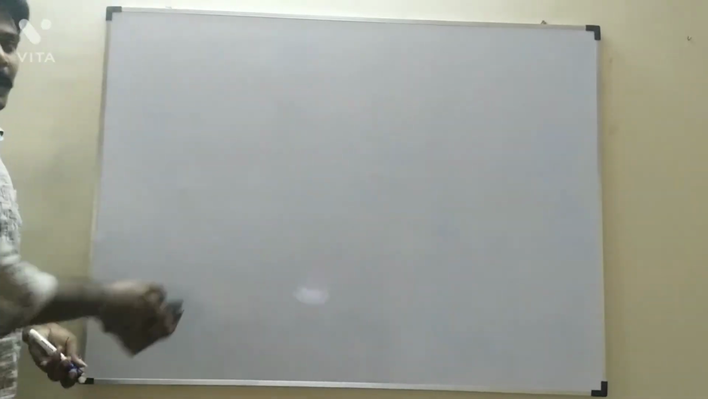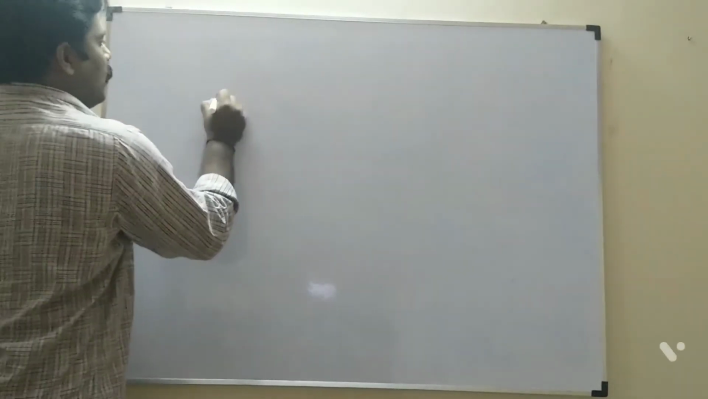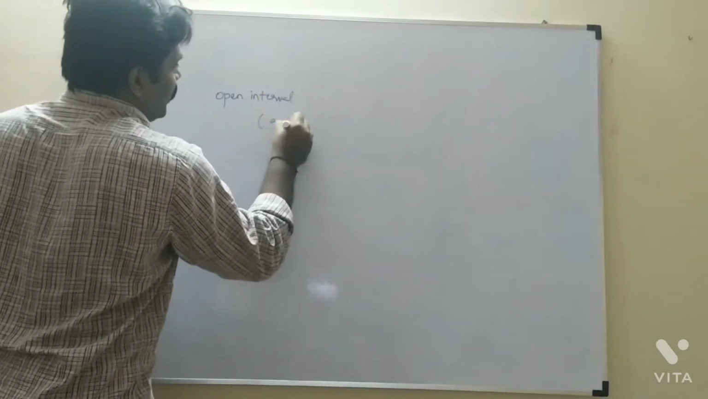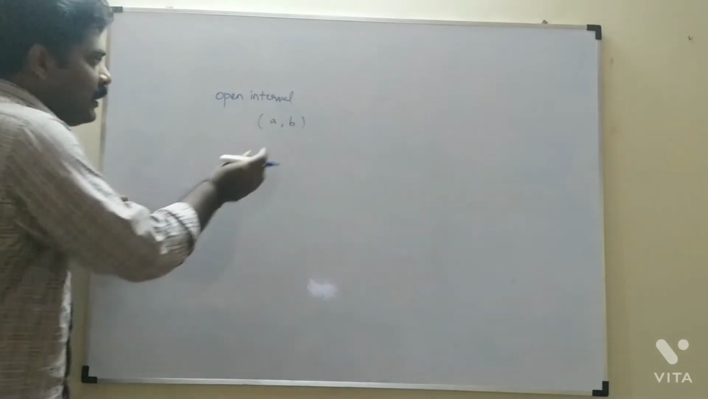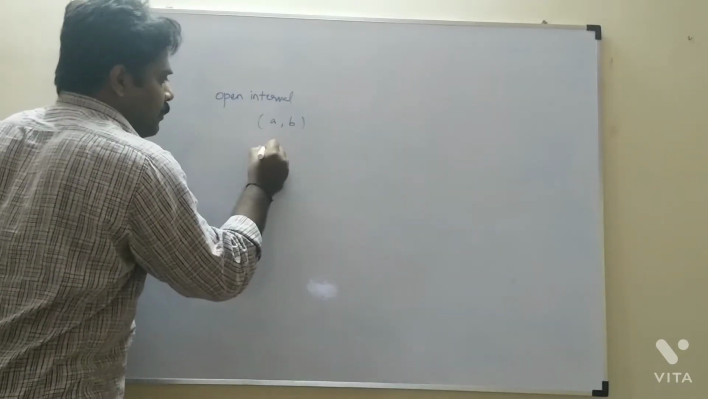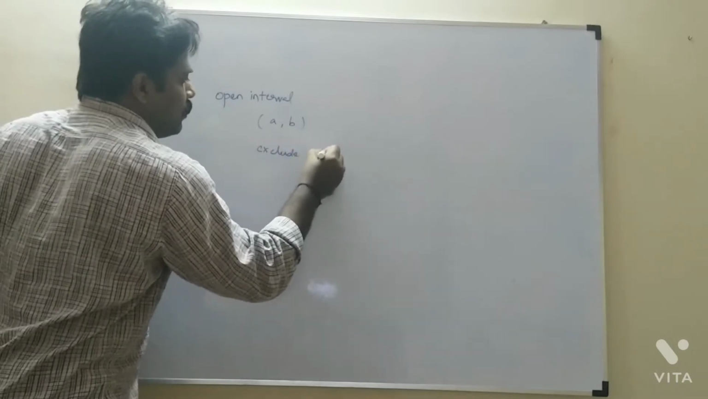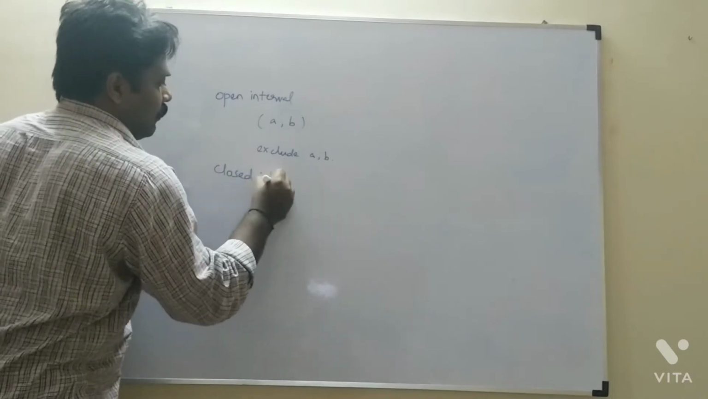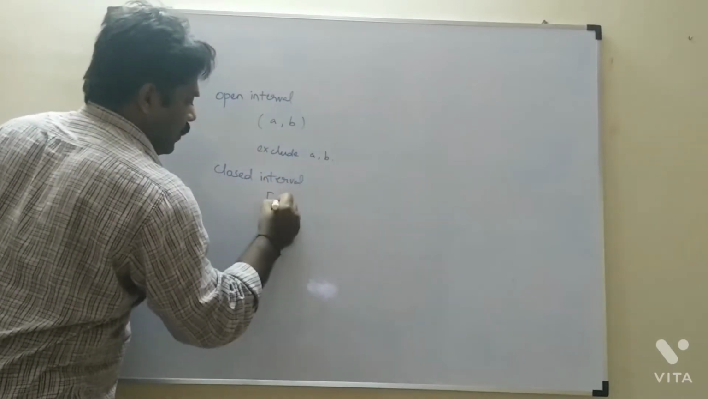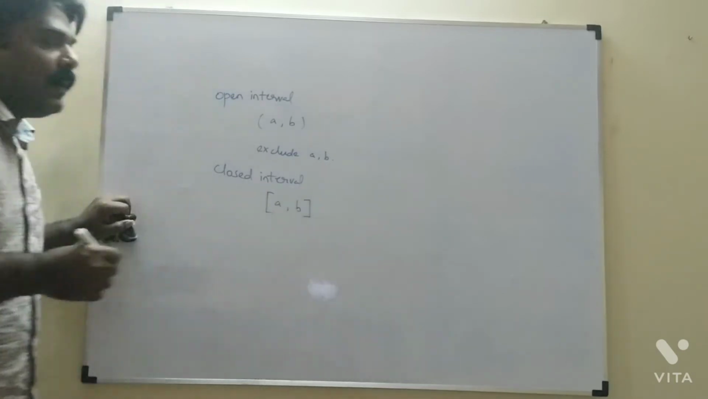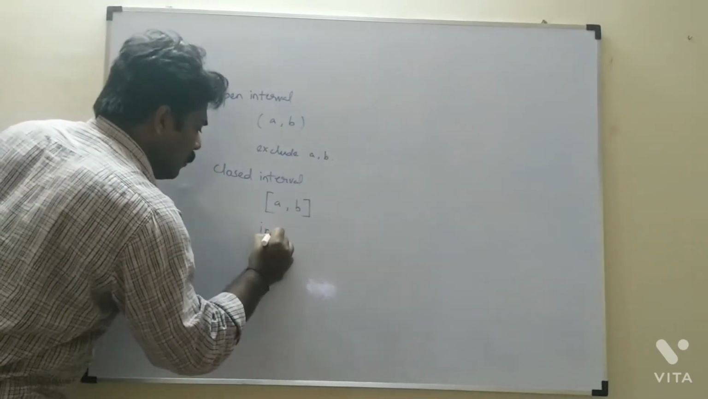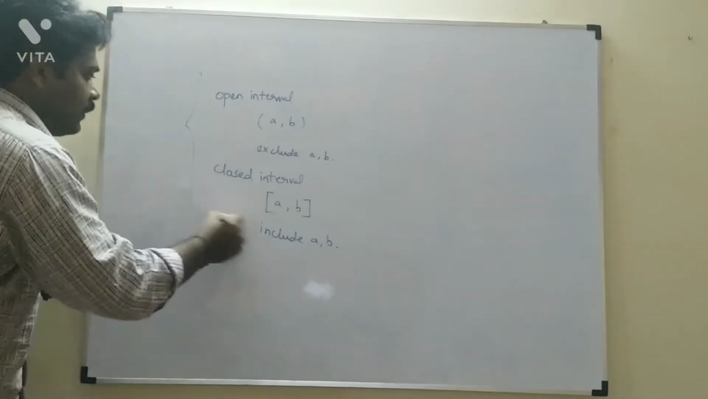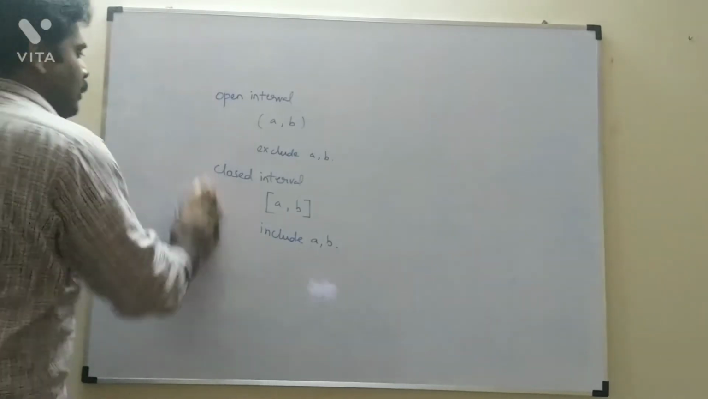So the difference between open interval and closed interval. When I say open interval of a comma b, it means all the values between a and b excluding a and b. So you won't include a and b. But when I say closed interval from a to b, it means all the values between a to b including a and b. Right? So that is the difference between open interval and closed interval. Right? Now moving on.